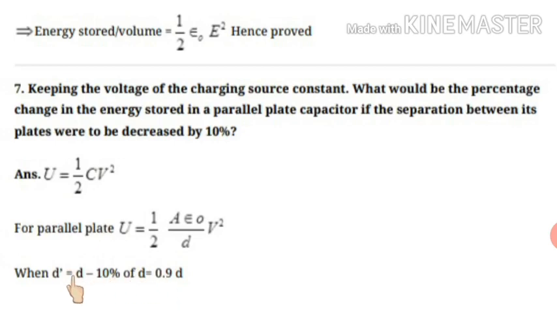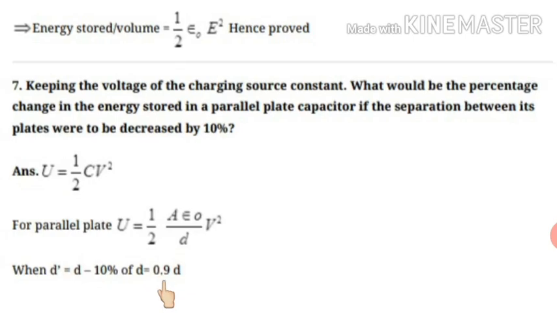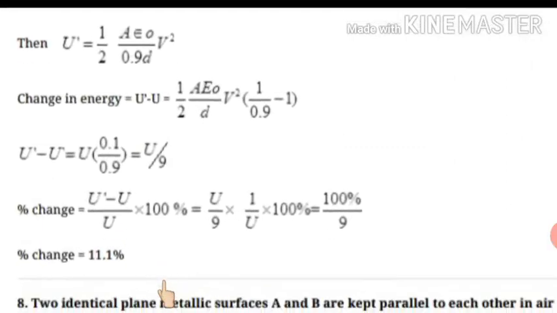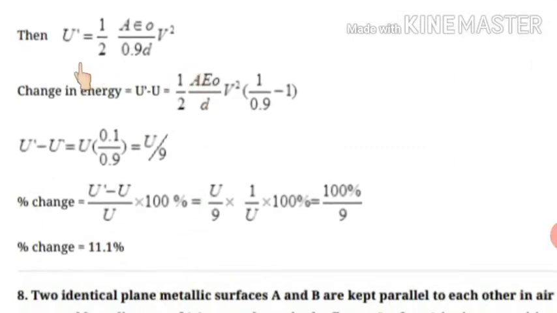So what will be the new distance between the two plates? That is D dash, and it is 0.9D. Now what will be the new energy? If the distance is 0.9D, the energy will also change. So the energy U dash is equal to half CV square, only we are using. And what is C? Epsilon naught A upon D, but this time we'll use 0.9D. And V will remain as it is because it is given in the question. This is the condition that the voltage is constant. So that is what we have done.